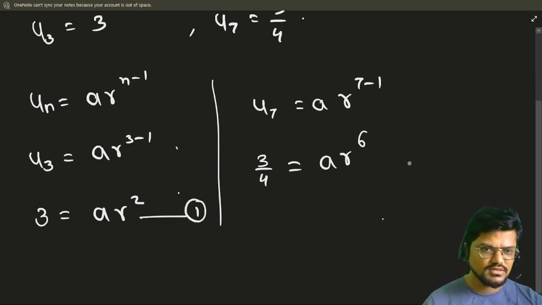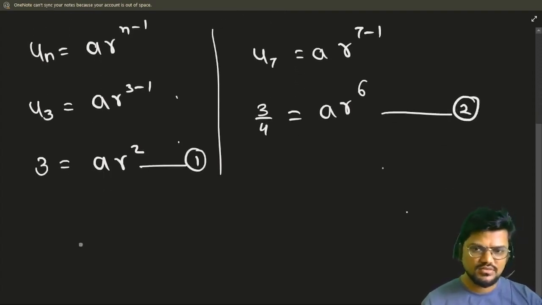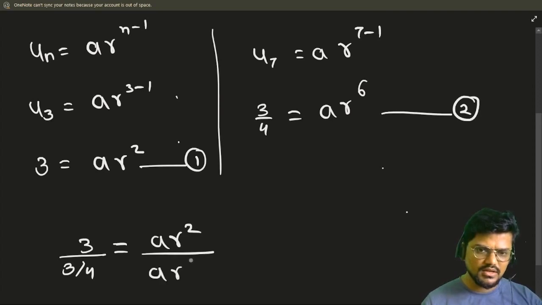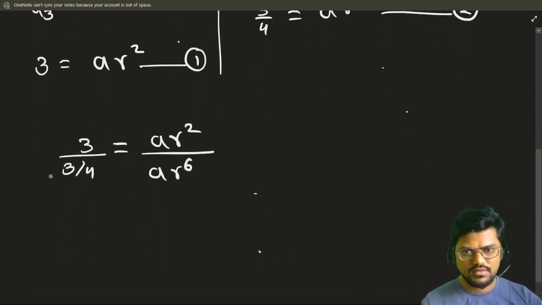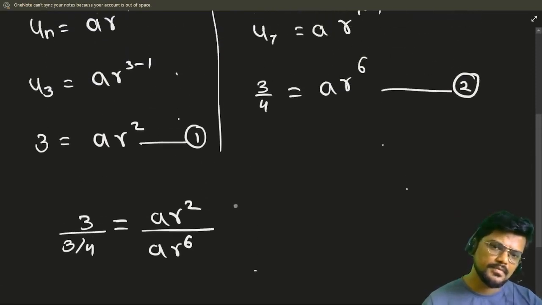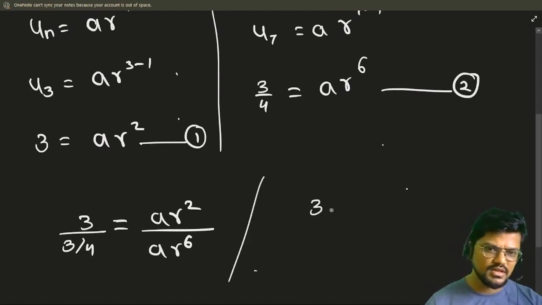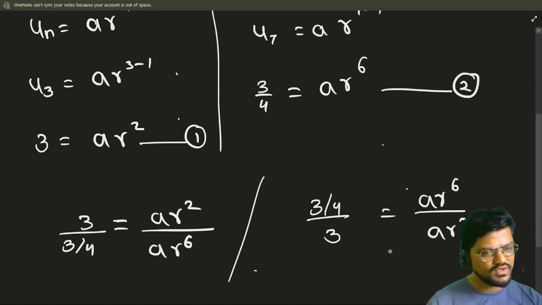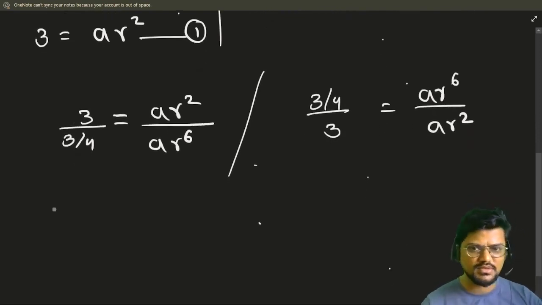If this is my 1 and this is my 2, let's divide both the equations. So 3 upon 3 by 4 equals ar square upon ar raised to 6. That's fine. See, I'll solve both ways. Even if I do it that way, 3 by 4 upon 3 equals ar raised to 6 upon ar square. Both ways will work. This a and a will get cancelled.